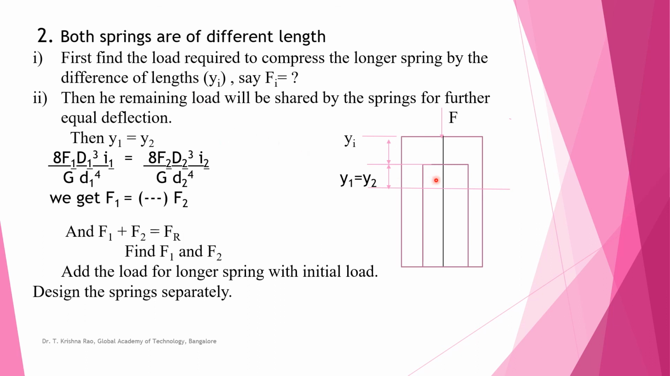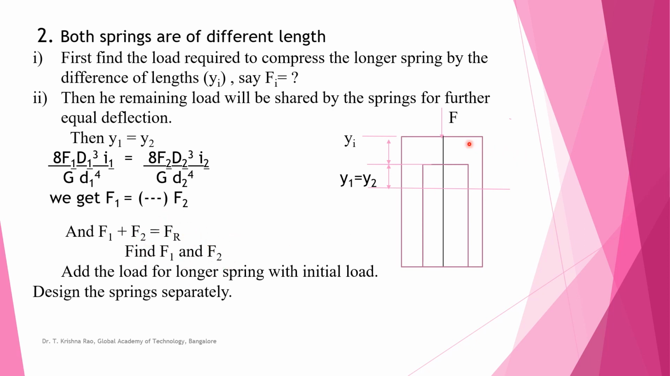Then what happens? The springs have become the same length now. This is compressed by that much. Then the remaining load will be shared with further equal deflection. From here, the lengths are equal now, y1 equal to y2 like the previous problem. We find out f1, f2, and now the load will be, when the lengths become equal, not the total load. Out of this total load, some load is given to the outer spring already. So what is the leftover load? Remaining load, Fr. Remaining load is shared by the springs here. So we have to use the y1 equal to y2 condition and f1 plus f2 equal to Fr, not F. So we find f1 and f2.